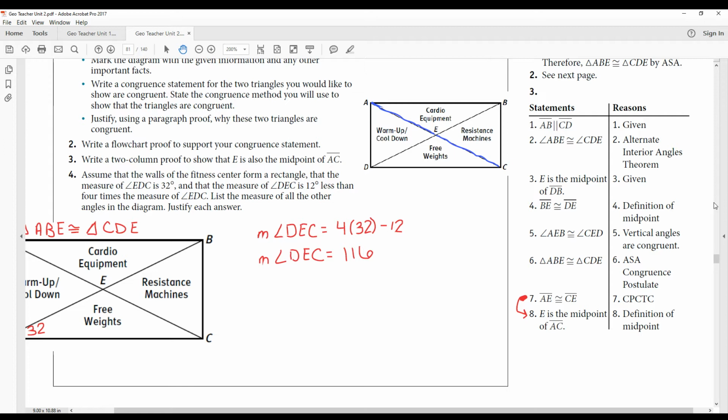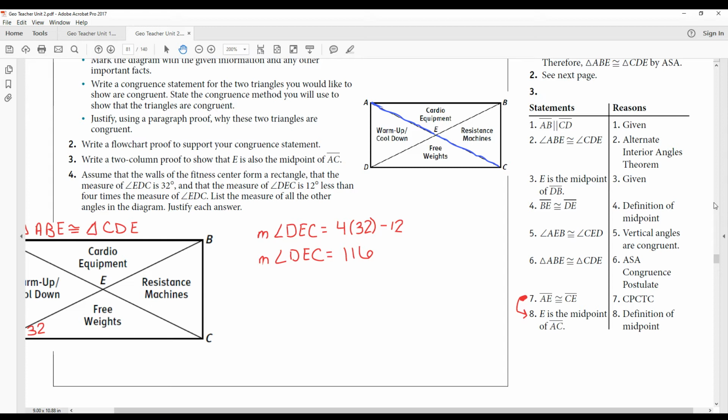Because remember, definitions are biconditional. So they can go in either order. You can say that E is the midpoint and then conclude that the 2 pieces are congruent, or you can say the 2 pieces are congruent and then conclude that E is the midpoint. Usually, in order to make a statement of congruency, we try to prove that 2 triangles are congruent.